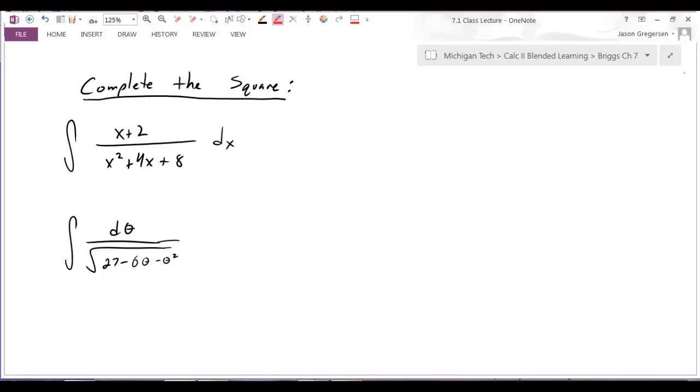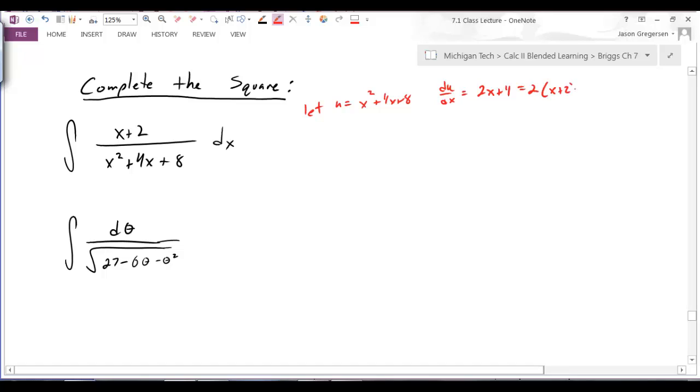It's a little hard to see the substitution. But if I let u equal that denominator, x squared plus 4x plus 8, and then I take the derivative, I get 2x plus 4, which is really 2 times x plus 2. So it's just a factor times that numerator. So the derivative of the denominator is a factor.